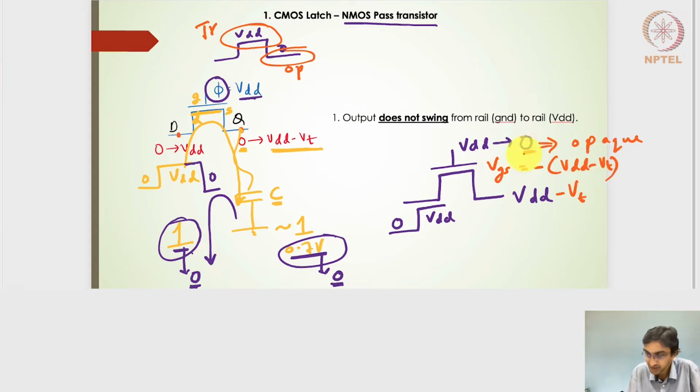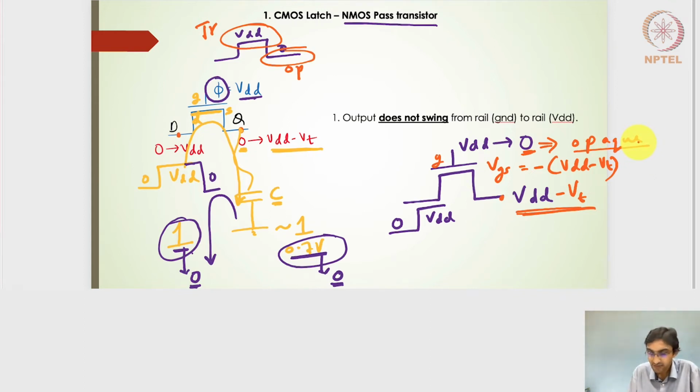Suddenly, as the clock is applied, when the gate voltage sees 0 volts here, this transistor will be in the cutoff mode, and whatever channel had been formed earlier to charge this particular output node will disappear, and the output voltage will be retained at VDD minus VT, because it doesn't have a discharging path or a charging path anymore, because the gate voltage now sees the voltage of 0, and thereby it is in opaque mode.